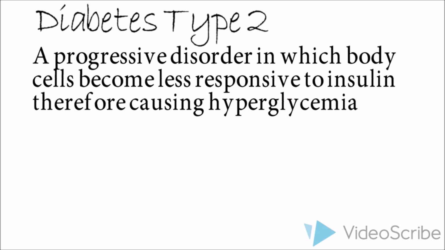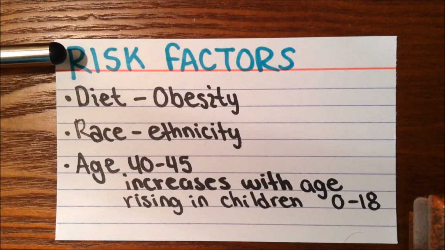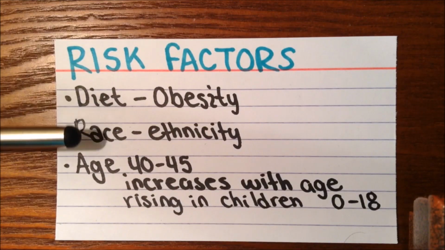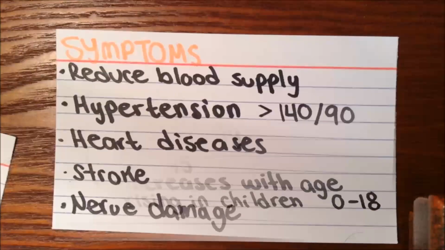Hyperglycemia is a condition in which an excessive amount of blood glucose circulates in the blood plasma. Risk factors of diabetes type 2: diet, obesity, race, ethnicity, age 40 to 45 years, increases with age, rising in children age 0 to 18.